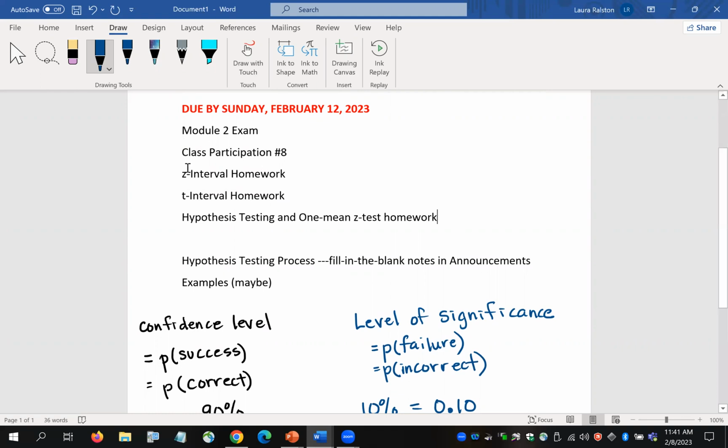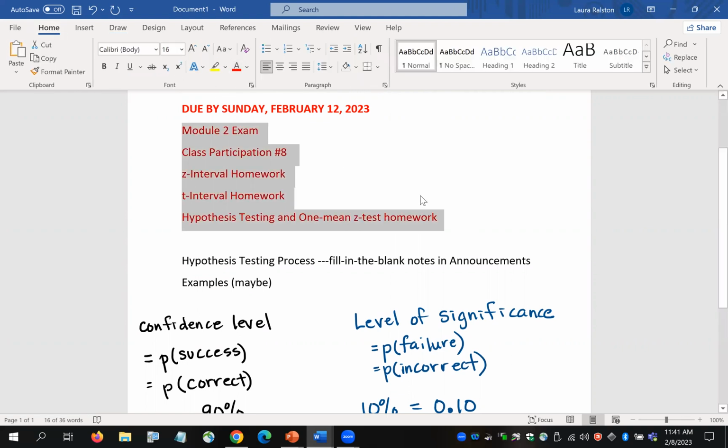So you actually have several assignments that are due by Sunday. Okay, you have the Module 2 exam, which is open and has to be taken in one sitting by Sunday, which is February the 12th. You can do class participation 8. You have the Z interval homework to do, T interval homework, and hypothesis testing and one mean Z test homework.